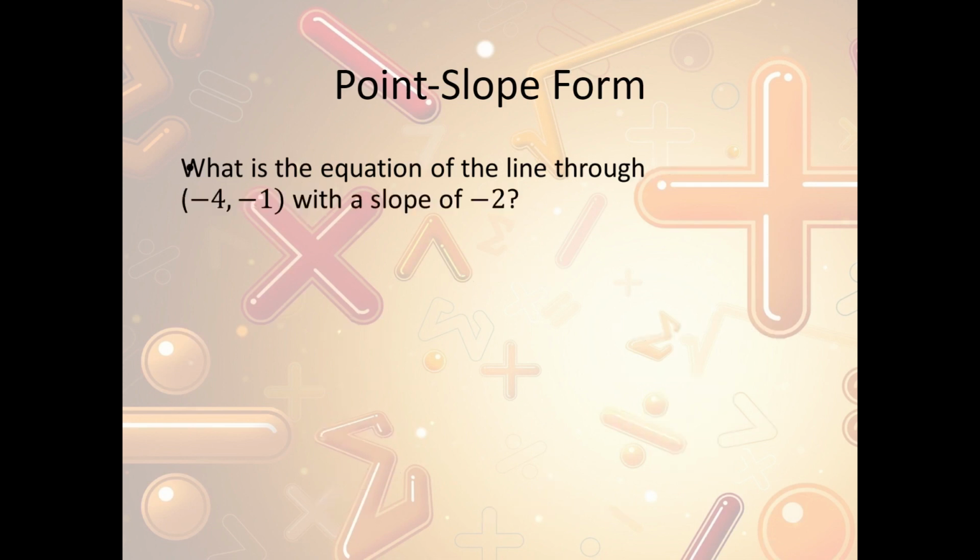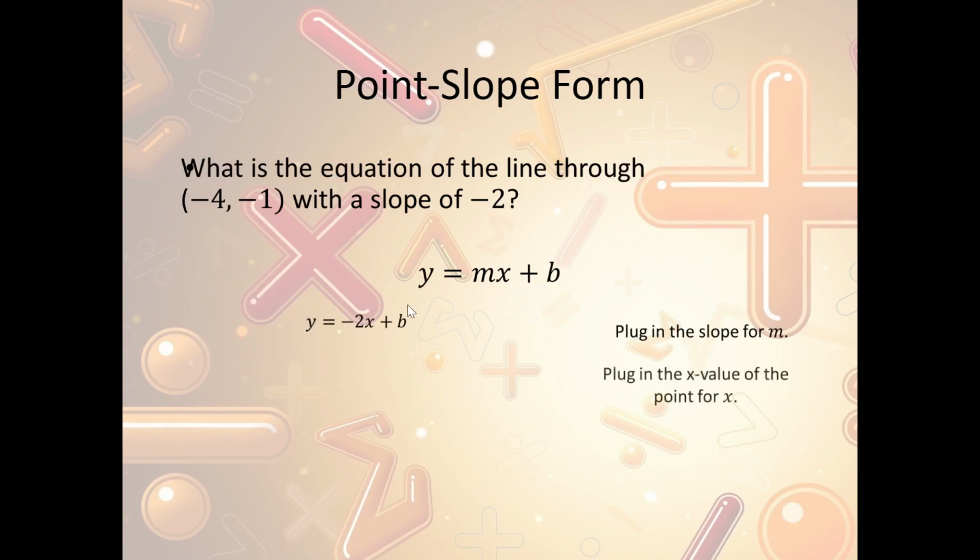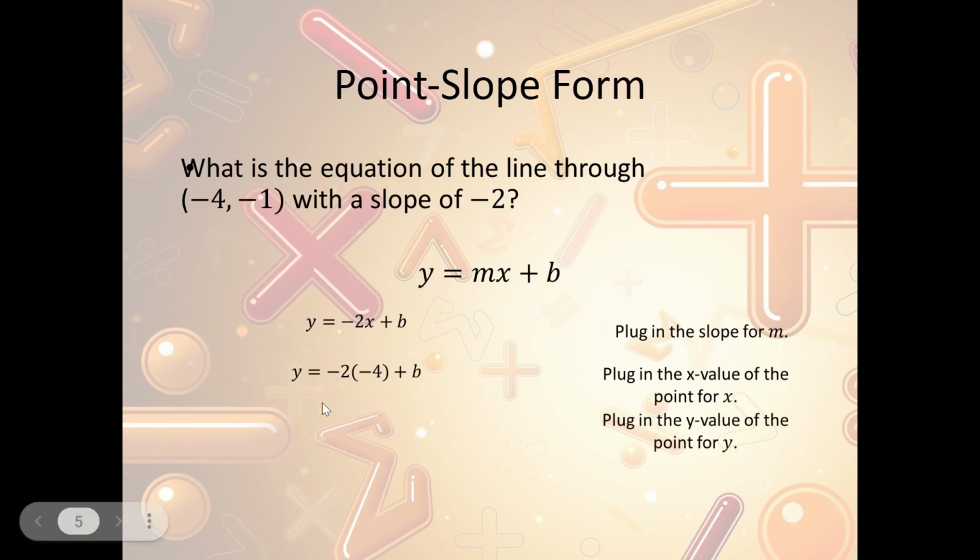Now let's look at another example. We have -4, -1 as our point, and the slope is -2. So we start with y equals mx plus b, and then we plug in what we know. We know the slope is -2, so that goes in for m. So this becomes y equals -2x plus b. Then we plug in our x value. Our x value is -4, so we plug that in for x. So this becomes y equals -2 times -4 plus b. Then we plug in our y value. Our y value is -1, and that goes in for y. So this is -1 equals -2 times -4 plus b.